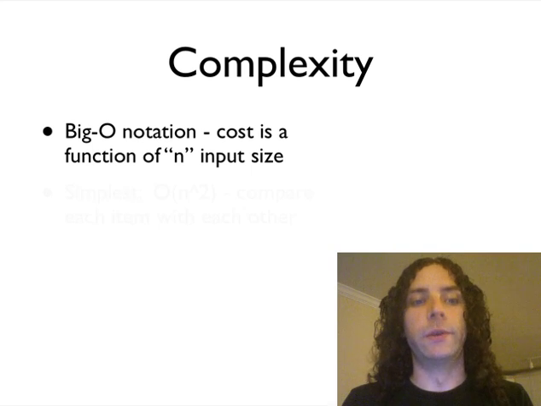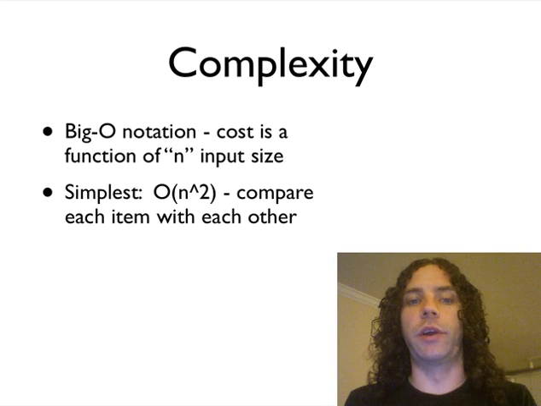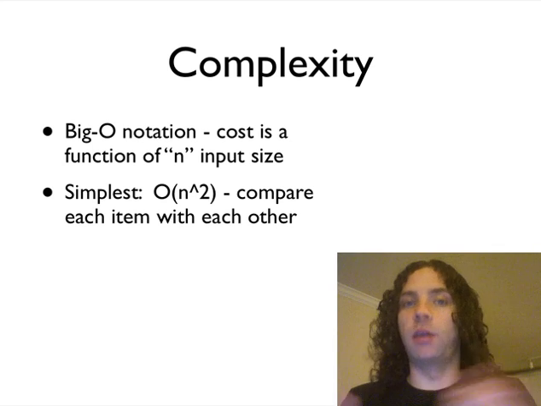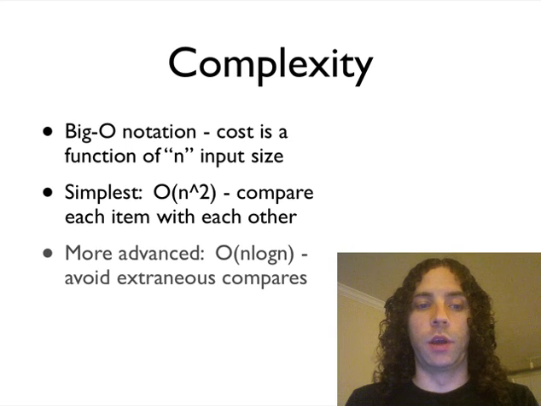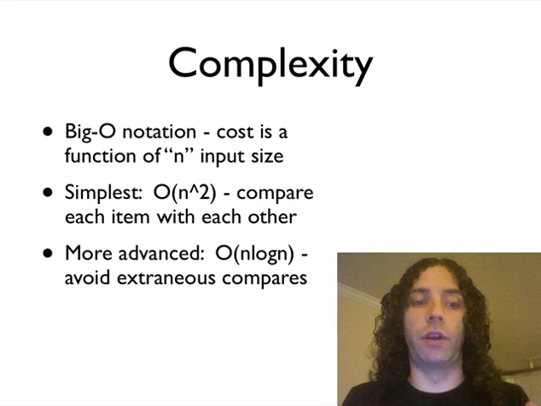For example, simple sort algorithms usually come down to the big O of n squared, meaning that roughly you're comparing each item with each other item. This is very expensive because it means that for every one element you add to the input list, you're now doing another n comparisons.